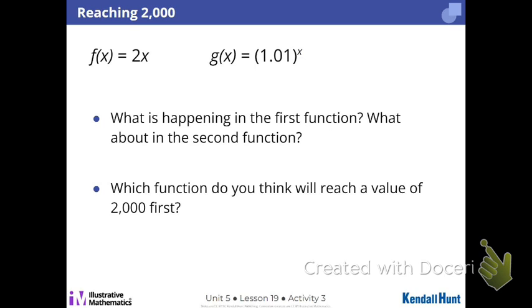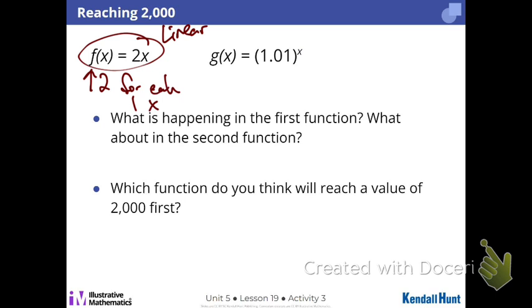All right, who can explain to me what's happening with the f of x? What's going on there over and over and over, Ellie? It's doubling x, which I'm leery of the word double because that's exponential. So it's up 2 for each 1 x. If my table went 1, 2, 3, 4, I'd get 2 more each time. 2, 4, 6, 8. It's adding 2 over and over. So this is what type of function? Linear. And the 2 in that linear context is my what? Slope. 2 is the slope.